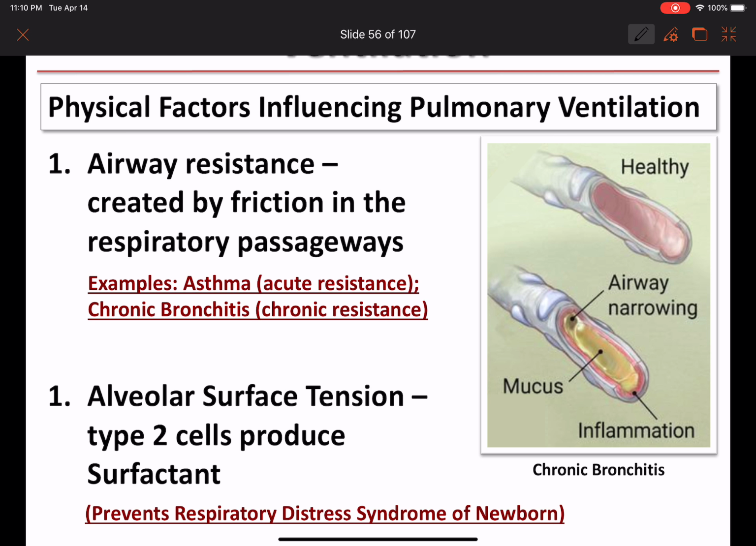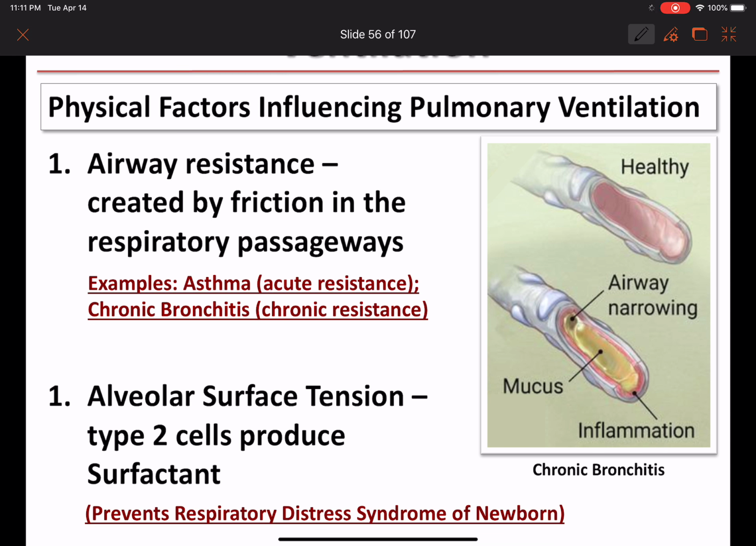Okay, so physical factors influencing pulmonary ventilation. Airway resistance, which is created by friction in the respiratory passageways. Examples of why you might have friction in the respiratory passageways: this can be from asthma, which is acute resistance. This comes from acute narrowing of the air passageways. Asthma can be due to cold weather. It can be due to allergens. You can have asthma status post having a cold. There's a lot of different triggers for asthma, but it's acute resistance, meaning it happens over a short period of time and is usually self-limited.